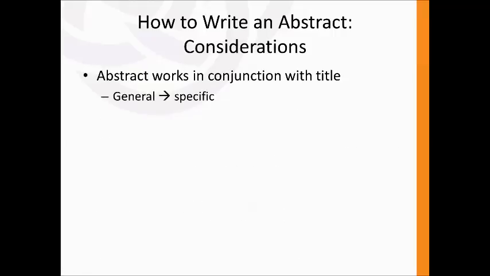The first is that the abstract works in conjunction with the title of your submission. And it goes from general to specific. So the title is obviously going to give the audience a very general idea of what your research is all about. And then you should write the title in conjunction with the abstract so that they help each other, so to speak. The title sets them up and the abstract knocks them down, so to speak.